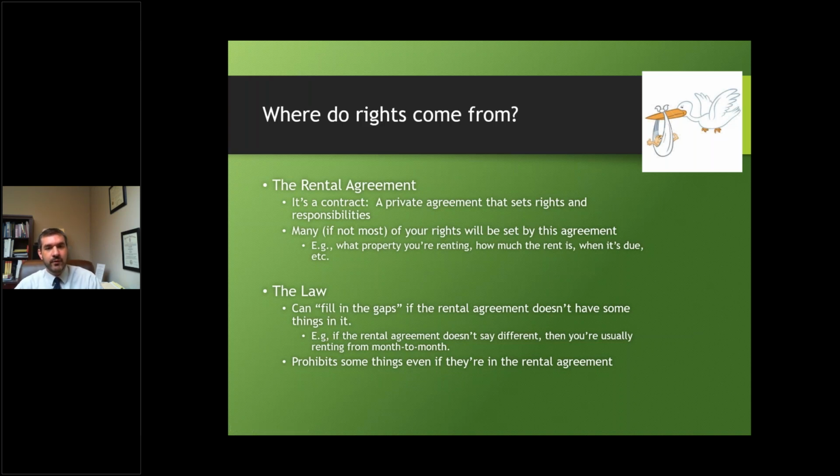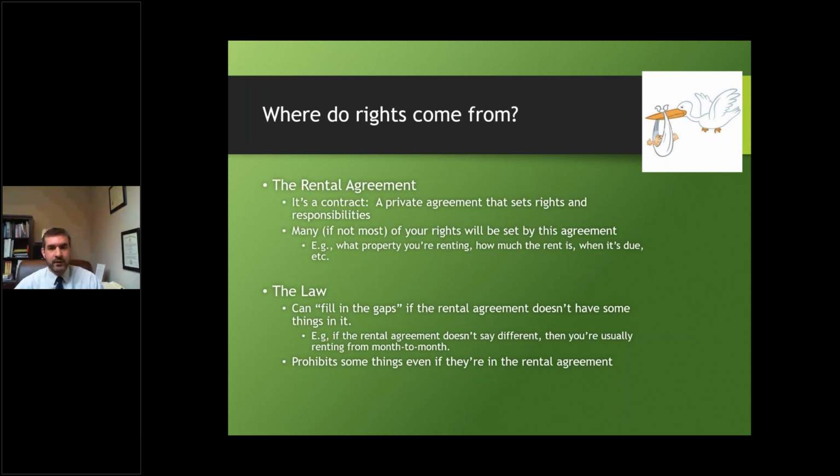Predominantly, they're going to come from the rental agreement, the contract. Quite frequently when a client says, can I do this, or can I do that, or can the landlord do this, or charge me this or that, my first response is going to be, well, what does the lease say? What does the contract say? A contract is simply a private agreement between two parties that sets forth rights and responsibilities that those parties have. It's often the case that things are left out of a contract. So a contract is not necessarily going to be all-inclusive or comprehensive, but it should hopefully be as comprehensive as possible.